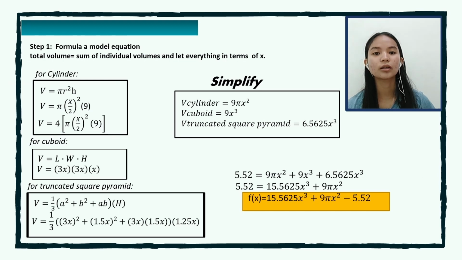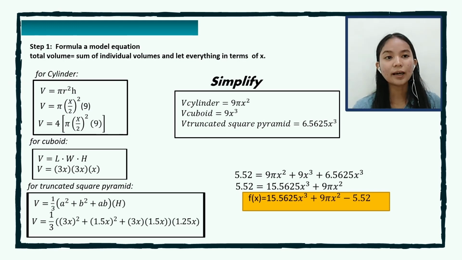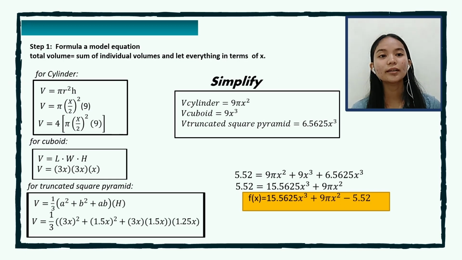From this, we will use the equation: total volume equals the sum of individual volumes, and let everything be in terms of x. For a cylinder, the formula for volume is V equals pi r squared times height. To put that in x, we have volume equals pi times (x over 2) squared times 9 times 4, since we have 4 cylinders. So volume equals 4 times pi times (x over 2) squared times 9.